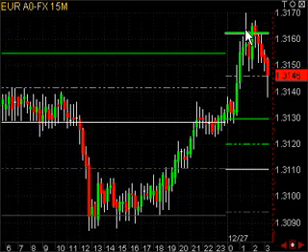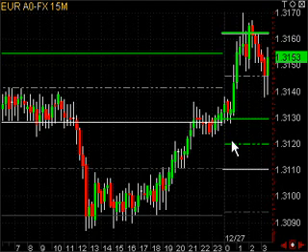Look, it goes up and finds resistance right at the second resistance level. This is resistance level 1, which it finds support on, and it breaks out. This is a pretty safe place to buy right here. And this is your profit target.